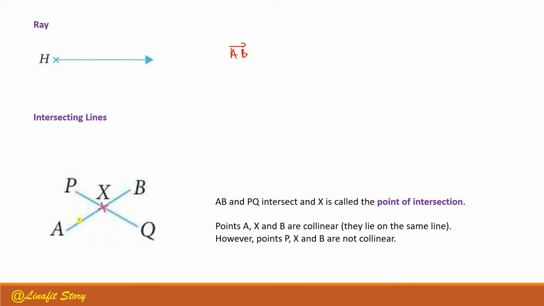Now look at this figure. There are two lines AB and PQ that have a common point X. We say that AB and PQ intersect and X is called the point of intersection. Points A, X, and B are collinear. They lie on the same line. However, points P, Q, and B are not collinear.